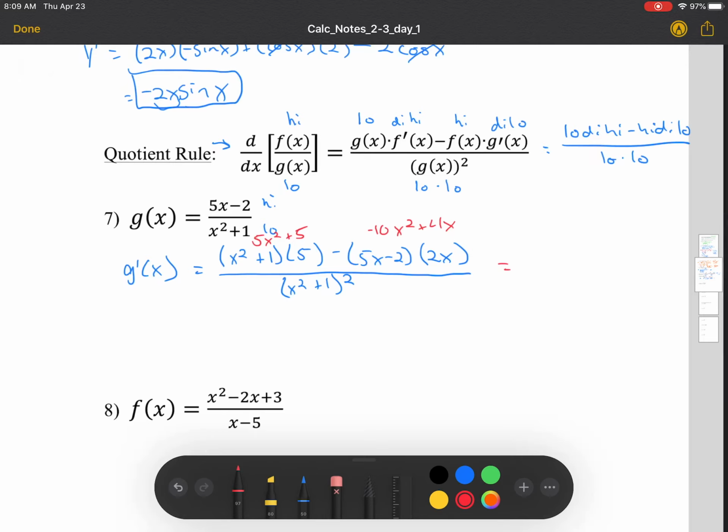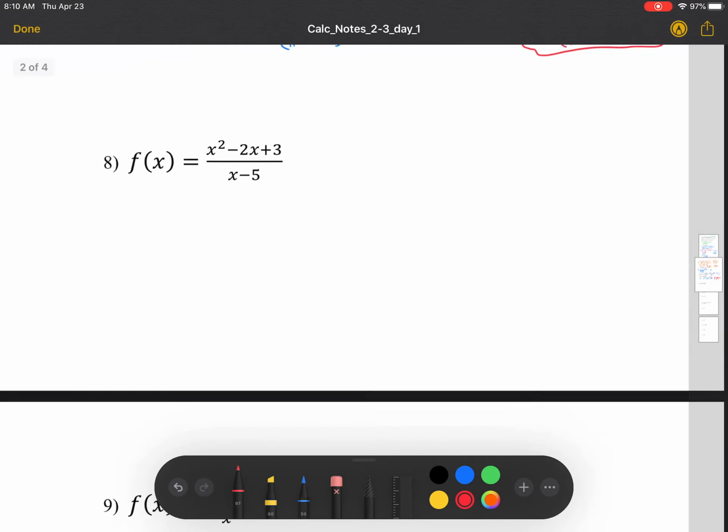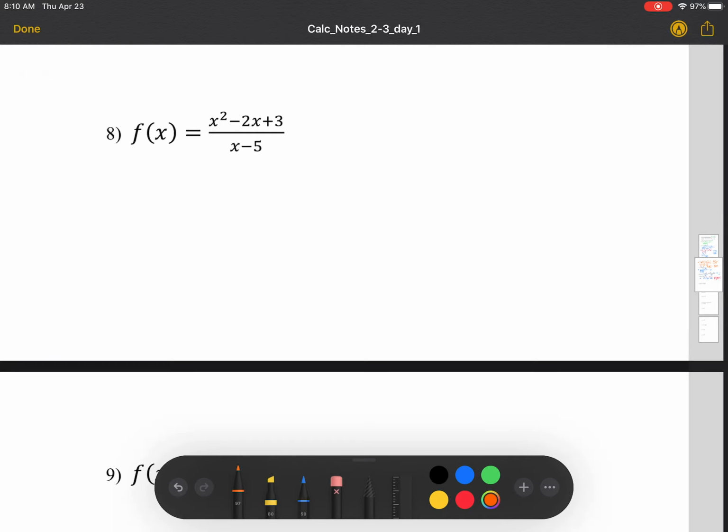Okay, so when we add them together in the next line, we should have negative 5x squared plus 4x plus 5 all over x squared plus 1 squared. All right? And that's your final answer. No need to simplify it any more than that. Just expanding out the denominator is not going to make it look cleaner. All right, moving on to 8.